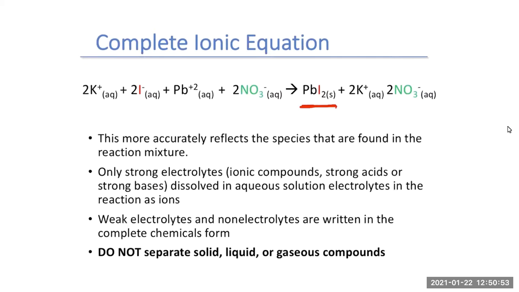Everything else here, the potassium, iodide, lead, and nitrate, they can all be broken apart because they're all aqueous and all ionic compounds. Same thing with the potassium and the nitrate on the product side. Since it's aqueous and it's ionic, I can break it apart.